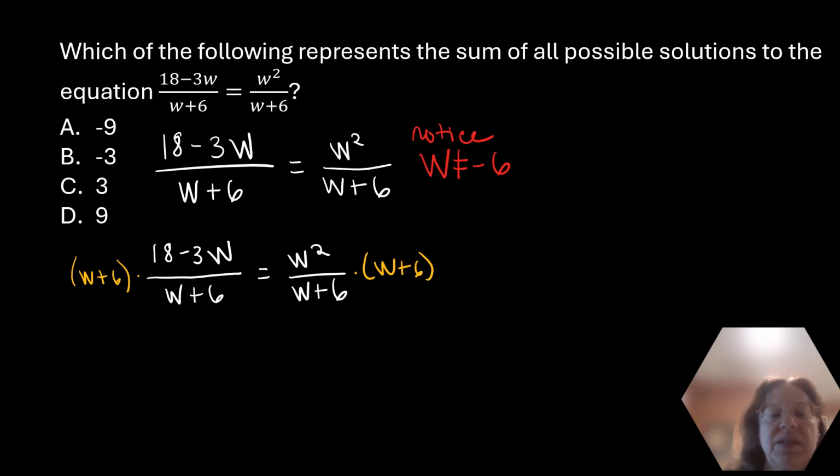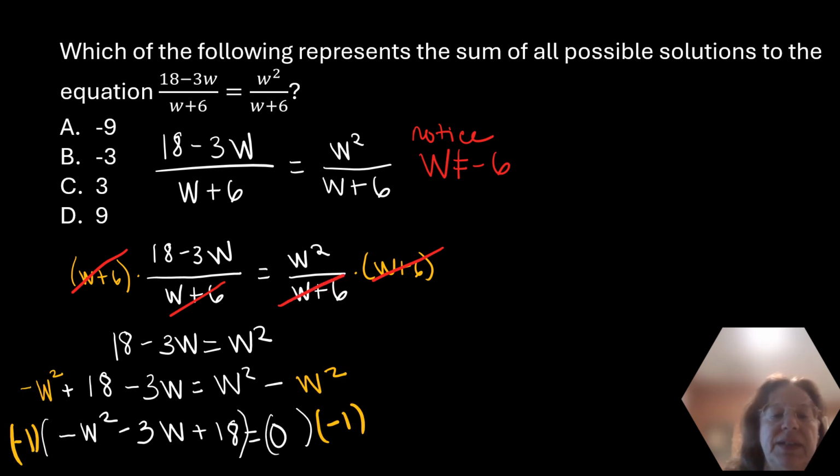First thing we're going to do is get rid of the denominators by multiplying both sides by w plus 6. The (w plus 6) over (w plus 6) equals 1, so those cancel, and we're left with 18 minus 3w equals w squared. Let's get w squared on the left-hand side, and we get negative w squared plus 18 minus 3w equals w squared minus w squared, which is 0. So we'll multiply both sides by negative 1 to get the w squared coefficient to be 1.